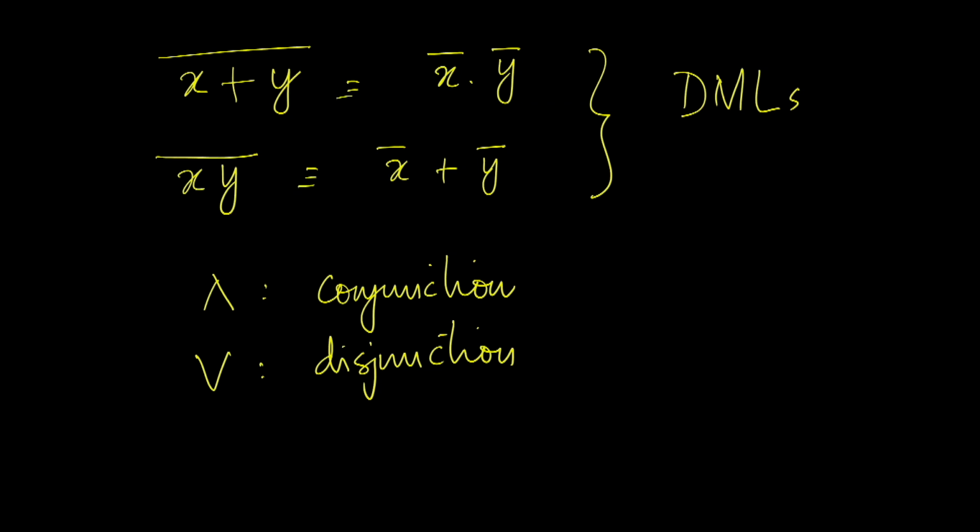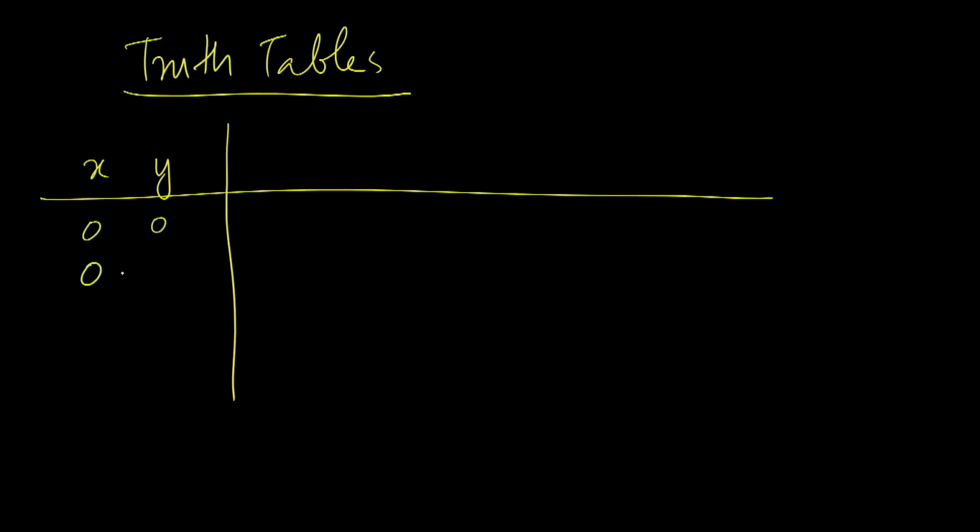We say that these two are equivalent. The left hand side is equivalent to the right hand side. But how do we show this? We can show this using truth tables. So the two variable versions of De Morgan's laws can be shown like this. Take the two inputs x and y and consider all possible inputs: 0, 0, 0, 1, 1, 0 and 1, 1. Then the complements of x and y would be these.